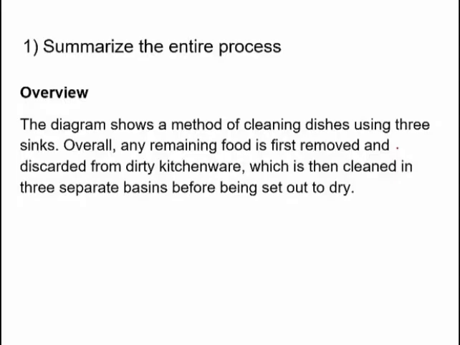Overall, any remaining food is first removed and discarded from the dirty kitchenware, which is then cleaned in 3 separate basins before being set out to dry. Okay, so notice a few things. In this one, we describe the whole process, right? So from removing food all the way out to setting out the dishes to dry. So there's some general description of the activity that's there. And the first sentence way at the top, so the diagram shows a method of cleaning dishes. Here we have just a very simple description of what the whole diagram is about.